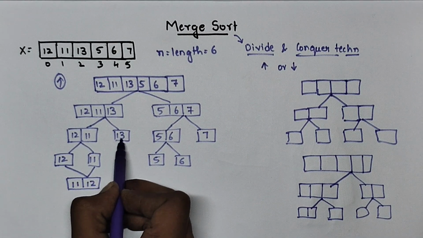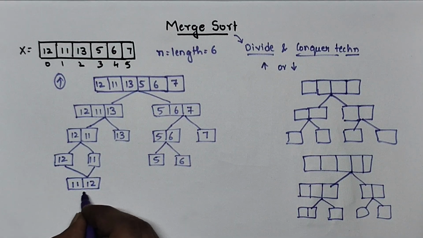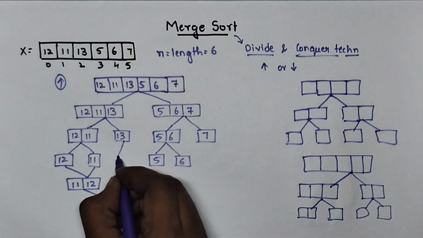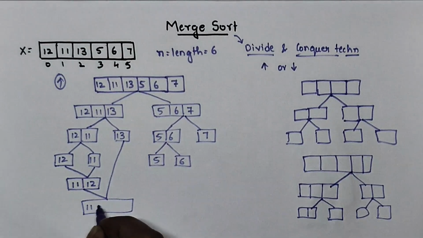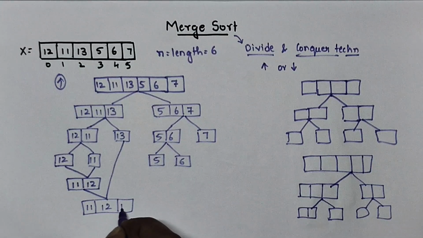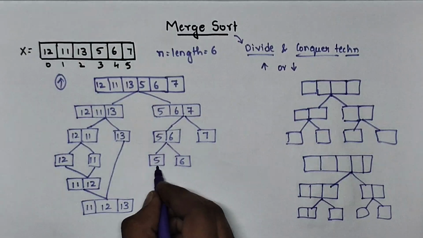11, 12, 13. All three are the children of the same parent. So this merged one and 13 will be merged again. Write them in the increasing order: 11, 12 and 13. Here 5 and 6 are the children of the same parent.